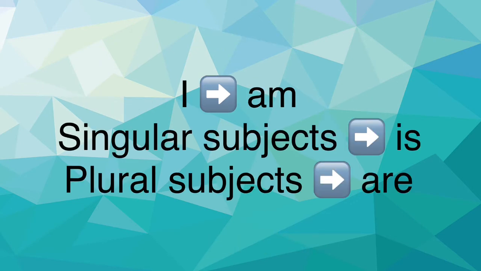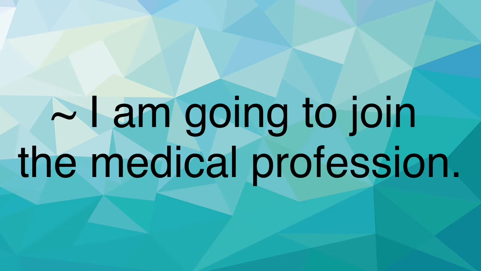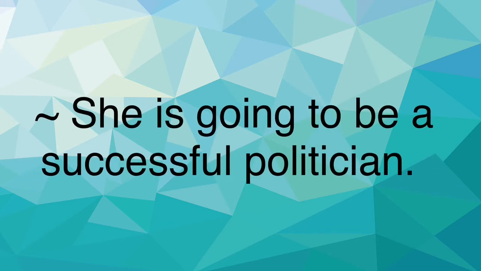The to be verb is conjugated according to the subject. With I, the to be verb am is used. With singular subjects, is is used. And with plural subjects, are is used. Here are some examples. I'm going to join the medical profession. She's going to be a successful politician.